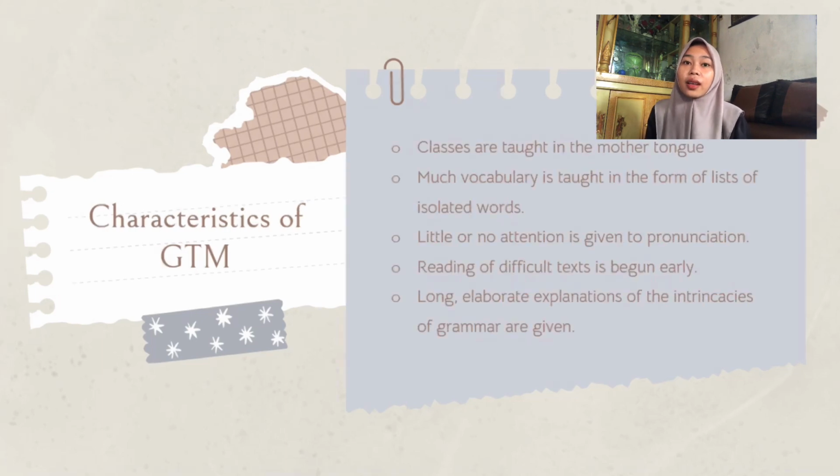Okay, next are the characteristics of GTM, or grammar translation method. There are five characteristics of GTM. The first is that classes are taught in the mother tongue. Second, much vocabulary is taught in the form of lists of isolated words. Third, little or no attention is given to pronunciation. Fourth, reading of difficult texts begins early. And the last, long elaborate explanations of the intricacies of grammar are given.